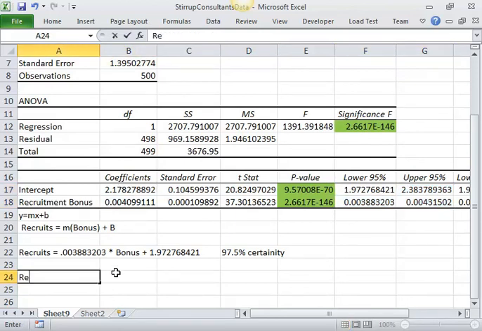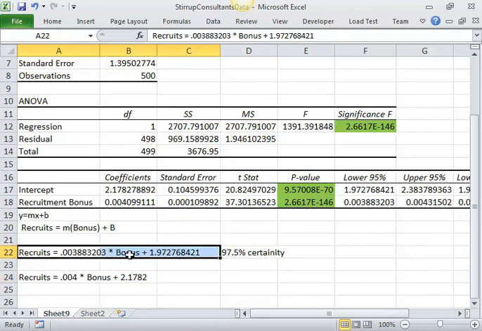And in that case, the equation would be recruits equals 0.004 times bonus plus 2.1782. So this is a very good estimate of what the equation would be. This would be the most conservative estimate of what the equation would be with the level of certainty.